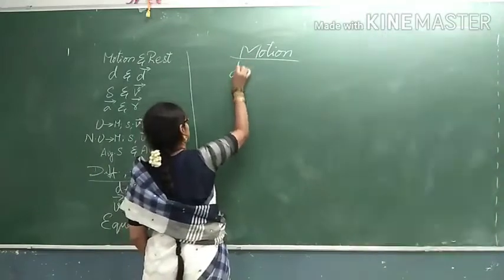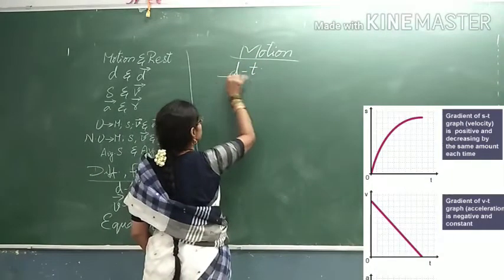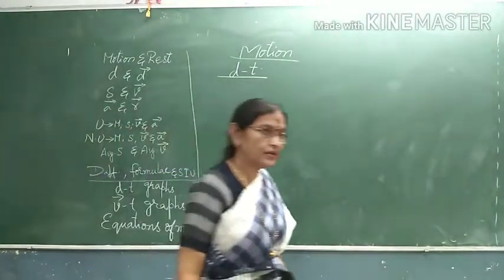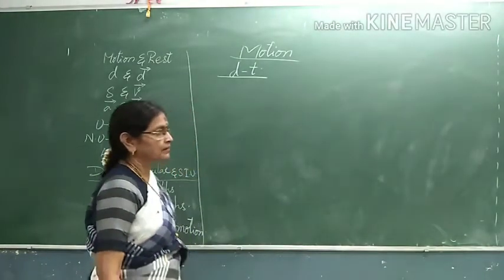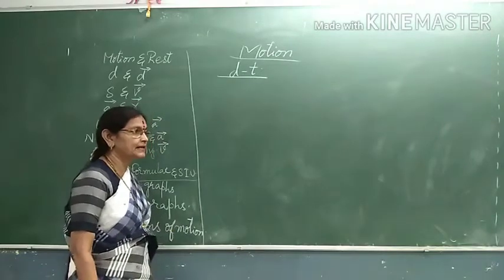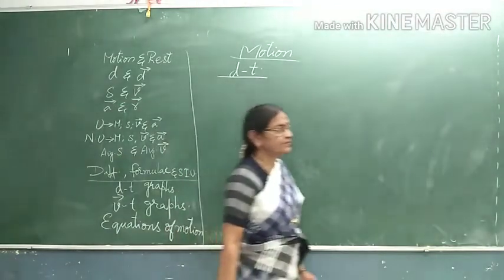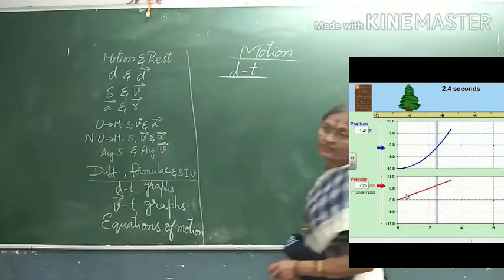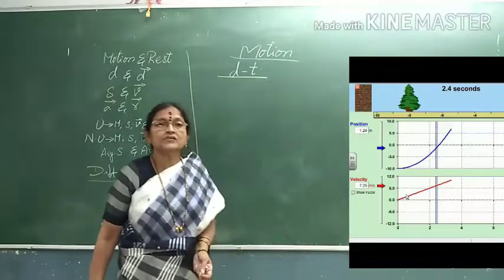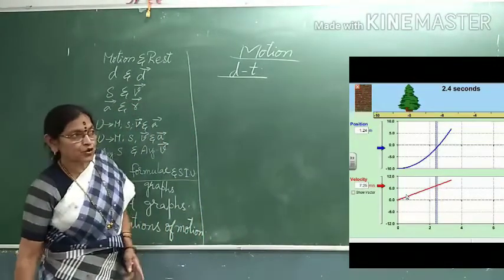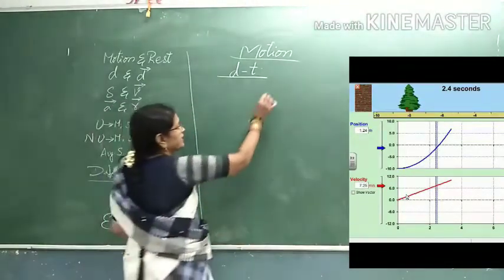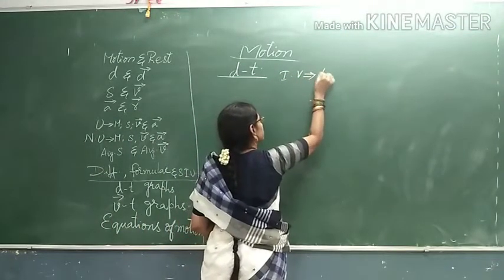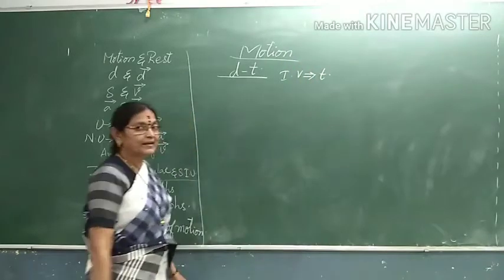Distance time graphs will be plotted between two variables. One will be the independent variable, the other will be the dependent variable. What is the independent variable here? Time is the independent variable. Why do we call it the independent variable? Any variable which changes by our choice is called the independent variable. So time in the graphs is the independent variable.